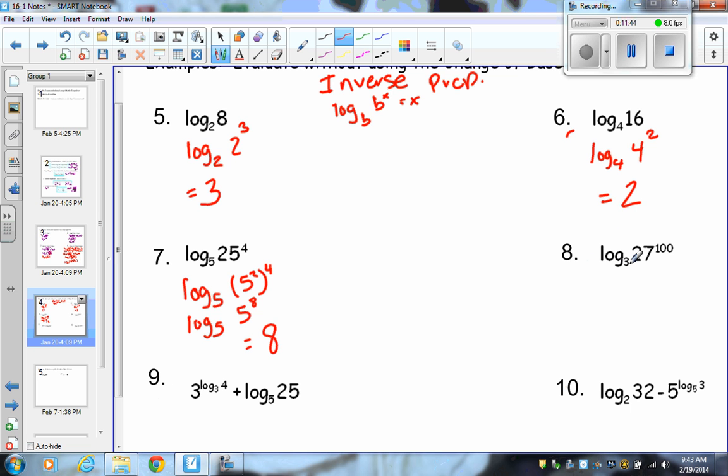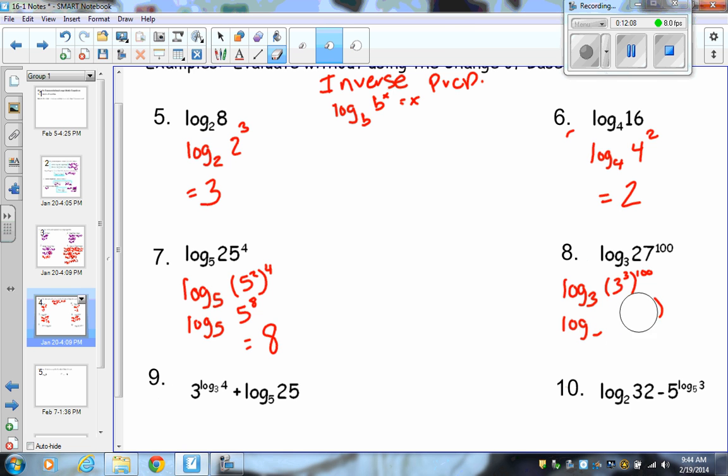Number 8 is similar to that. 27 is just 3 to the third. So I'm going to rewrite that as the log base 3 of 3 to the third to the 100. So that's really just log base 3 of 3 to the 300. And I guess I don't need these parentheses anymore.